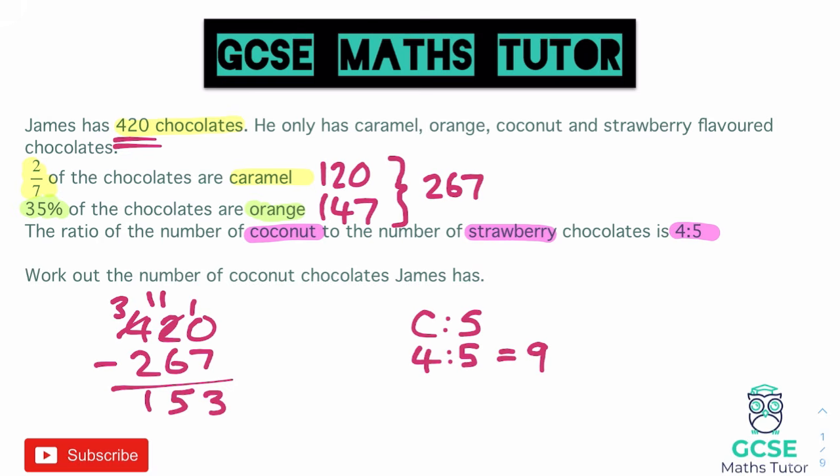So we've got 153 that we're going to share in that ratio. So 4 and 5 gives us 9 parts in total, and again this is sharing in a ratio. If you need any reminders on how to share in a ratio, I'll put the link for this video in the description, so you can go have a look. But let's share this 153.